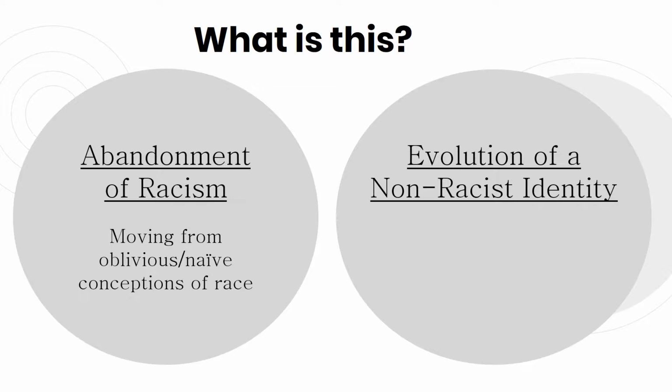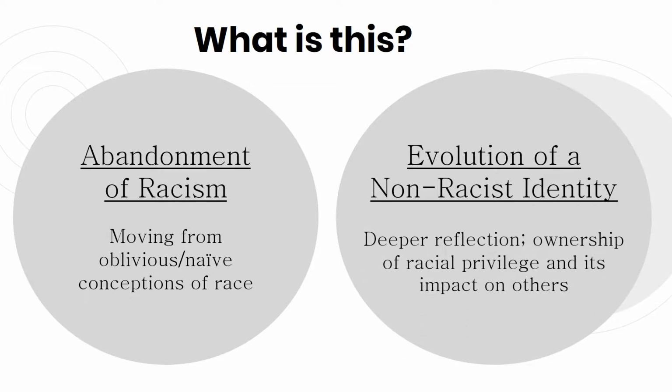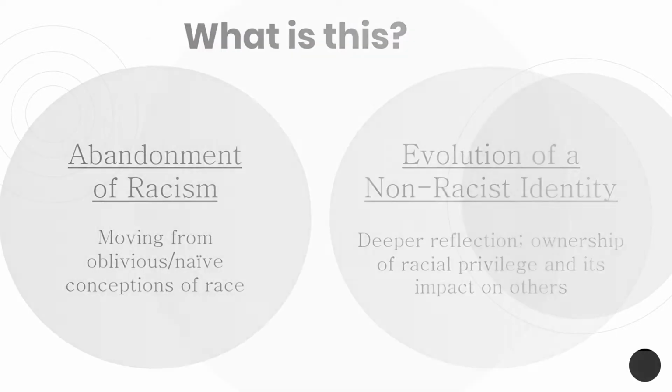The next phase, evolution of a non-racist identity, involves deep reflection and interaction with people of color. In this phase, white people start to understand their role as racial beings and how the privileges of their race affect others. And this phase is a never-ending process as individuals work towards understanding themselves and other racial groups. Let's use an example to illustrate this model.